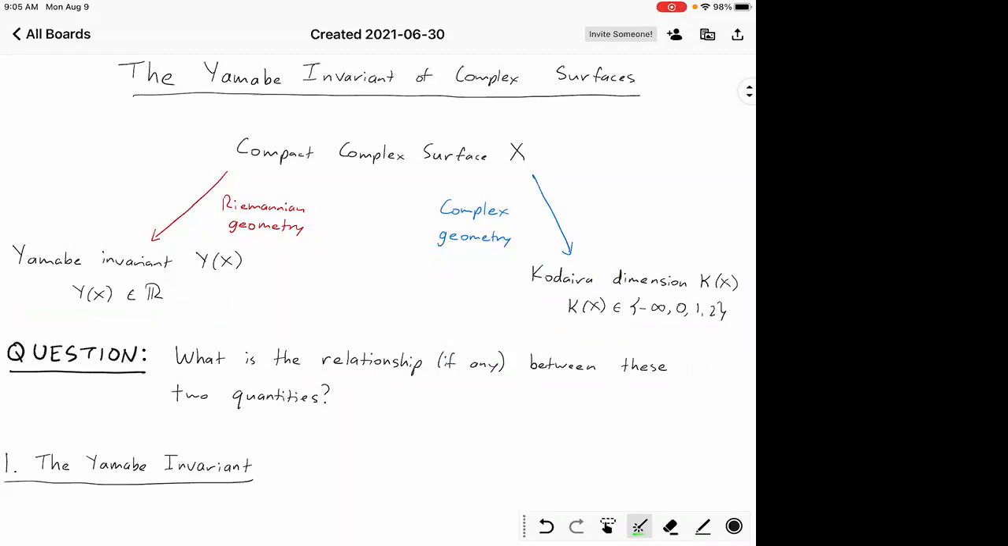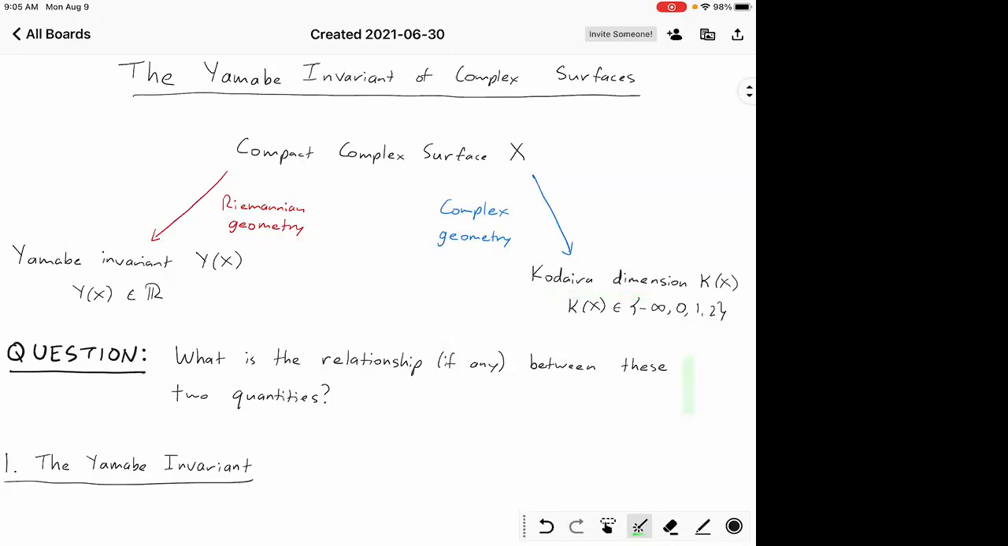A kind of spoiler alert, there is an answer, and I want to try and talk about what that answer is during this series of lectures. So in order to do that, today I plan to talk about what the Yamabe invariant is just in general for a smooth manifold. And then tomorrow, I'll talk about the Kodaira dimension and more generally complex surfaces. And then in Wednesday's lecture and Friday's lecture, so there's no lecture Thursday, I want to start talking about what some partial answers to this question are.